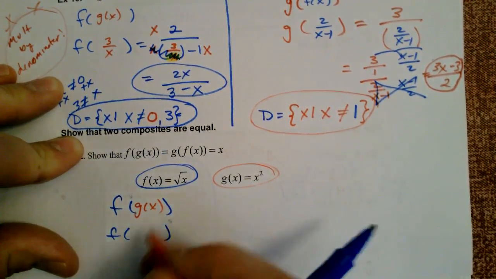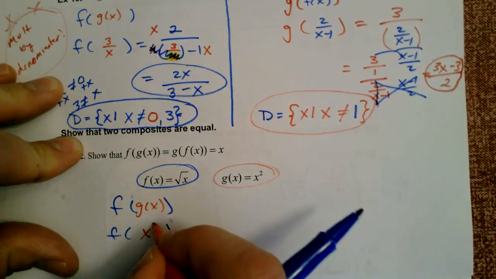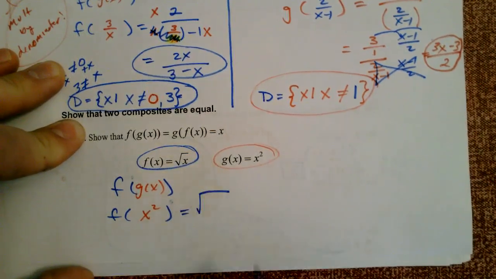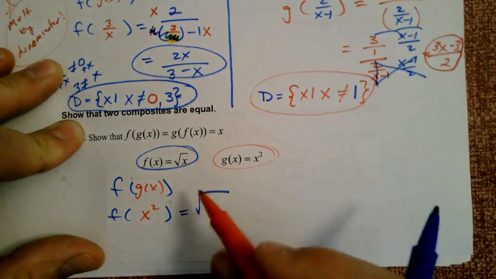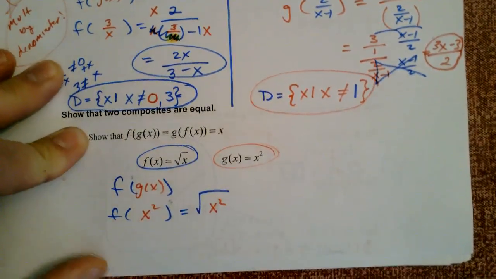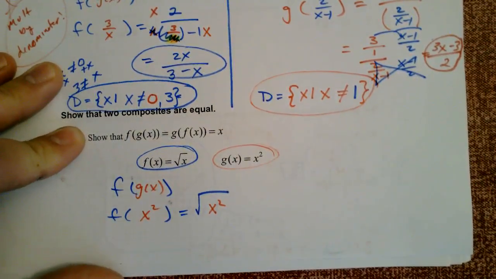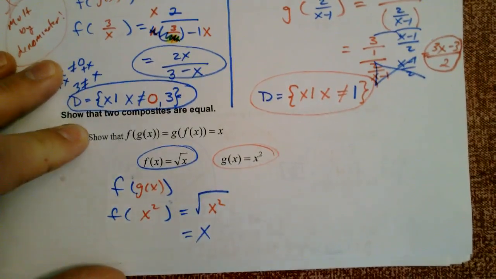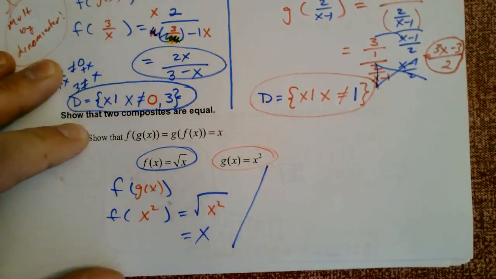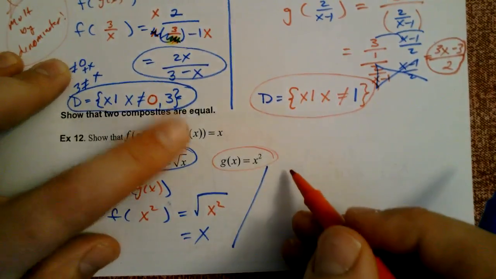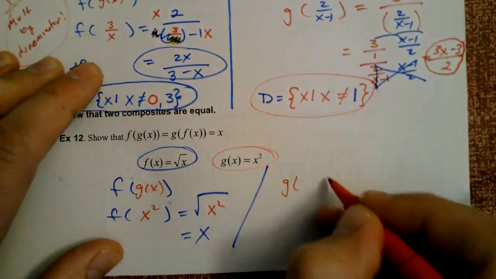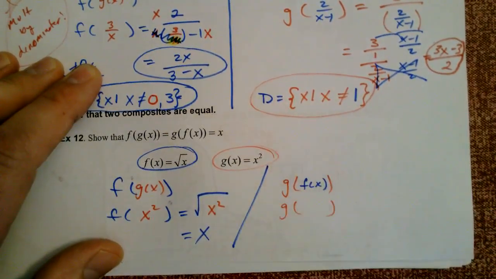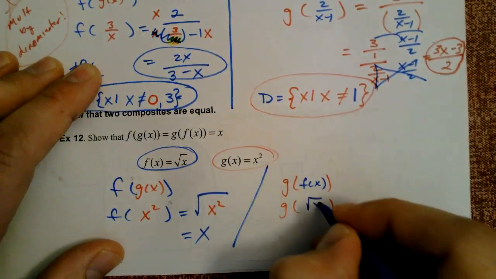So f of g of x, f of x squared, is just, hey, the f function says I take my input and I square root it. My input is x squared. When I square root something squared, I get what's inside, I get x. So I'm halfway done. I got what I wanted. And now I do the other way. I want to do g of f of x. F of x is the square root of x.